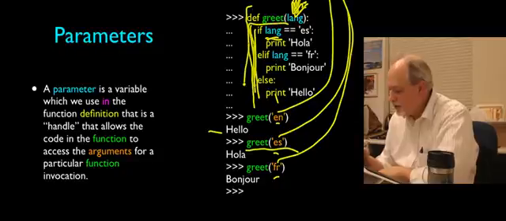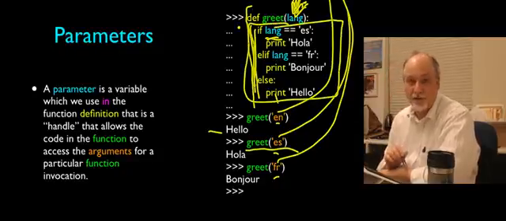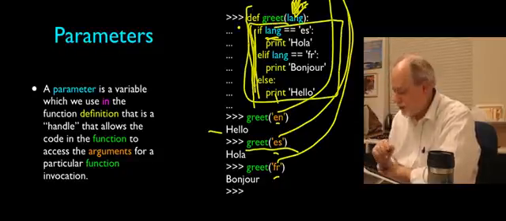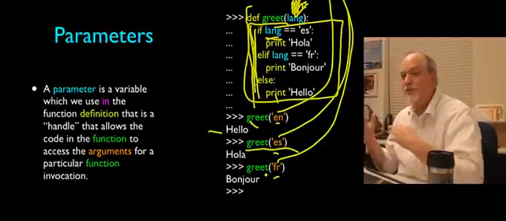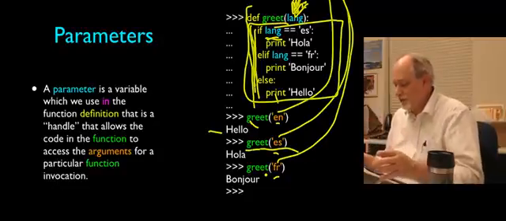So that's how we can write general purpose code inside the function and then reuse that general purpose code in different ways. Okay? It's a real powerful mechanism that makes functions far more useful.